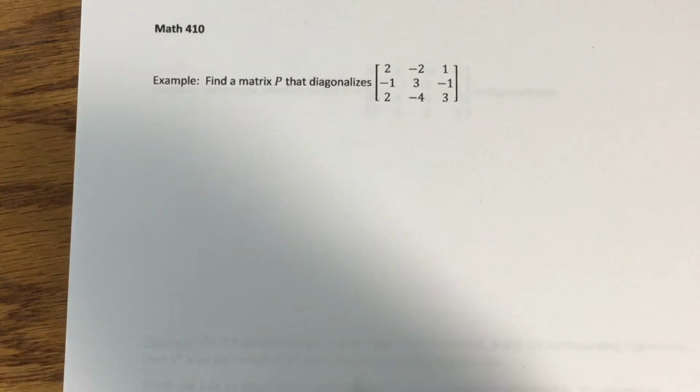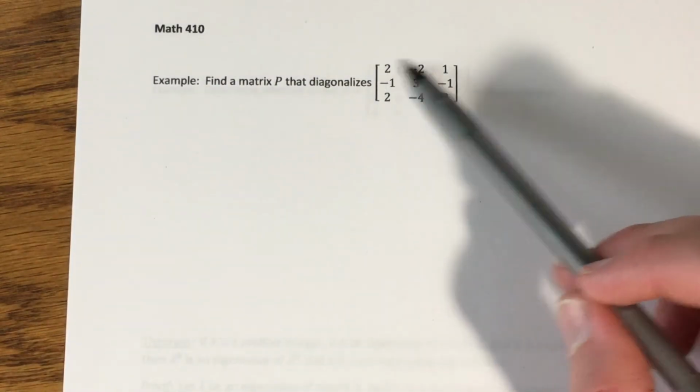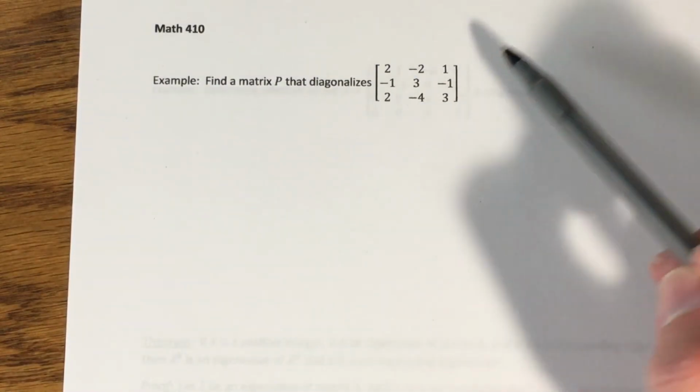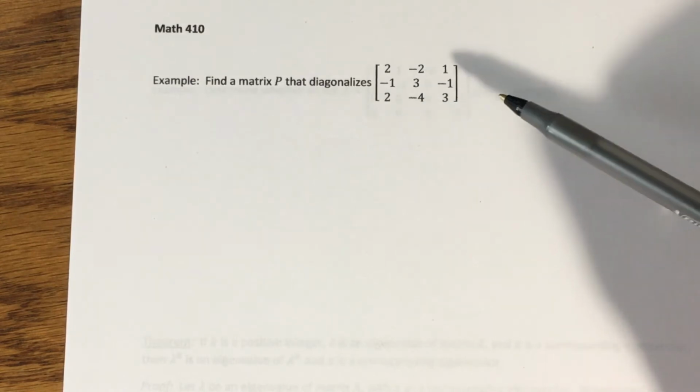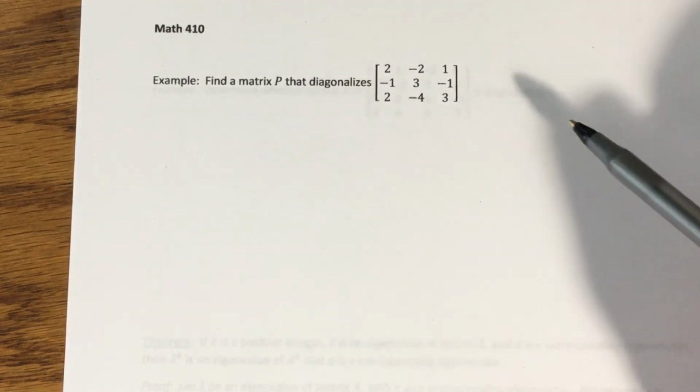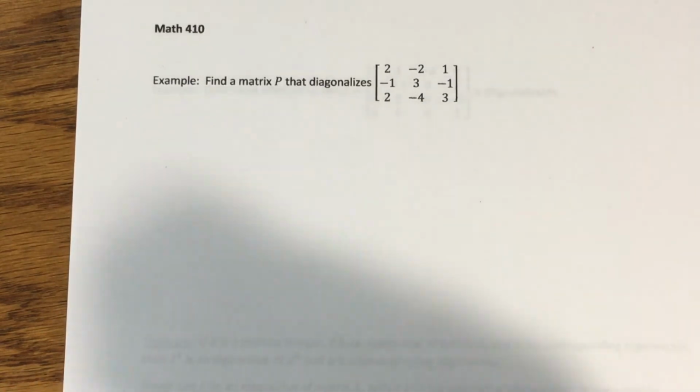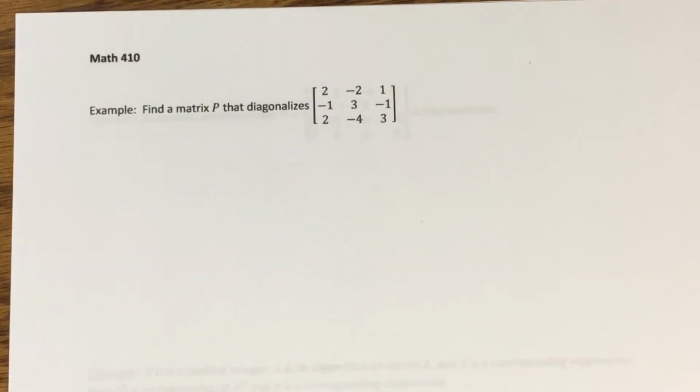Okay, let's see. For this one, we want to find a matrix P that diagonalizes this matrix here. It's a 3 by 3. This one turns out to be diagonalizable. Otherwise, this wouldn't be a very interesting problem. Now, it's a somewhat lengthy process because we have to find bases for the eigenspaces that correspond to this matrix, which means we have to find the eigenvalues as well.